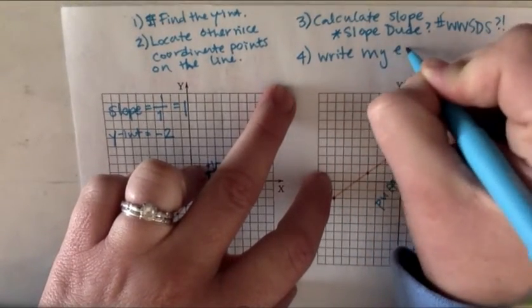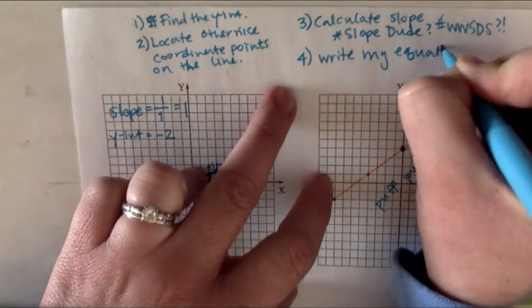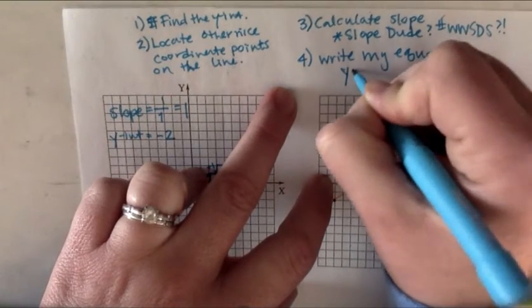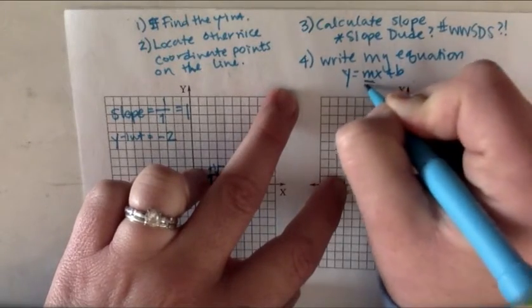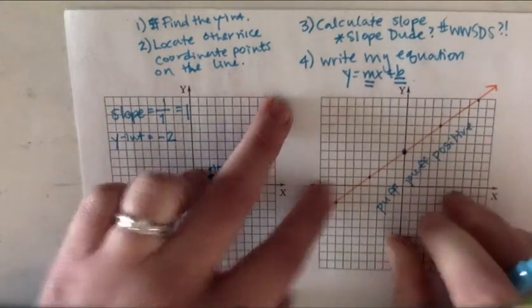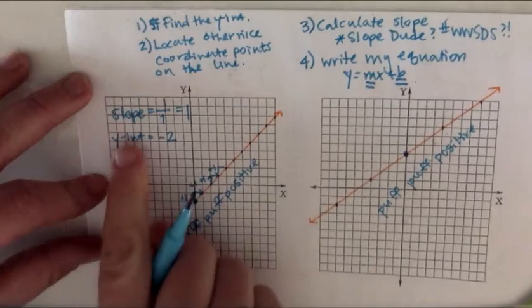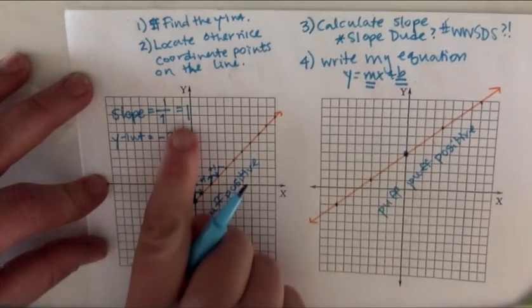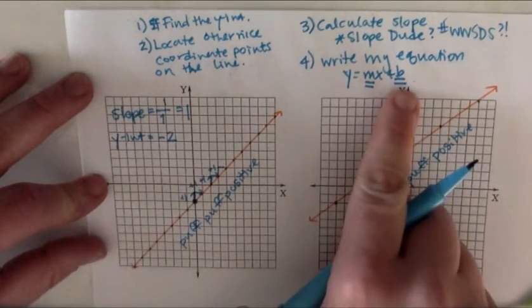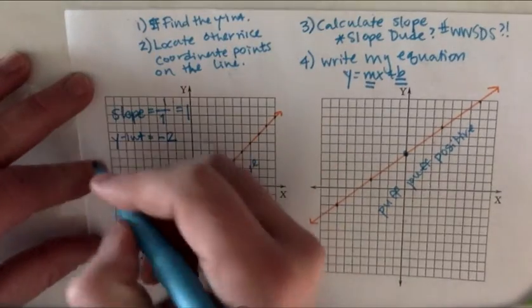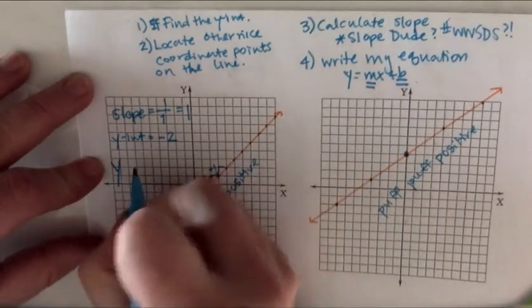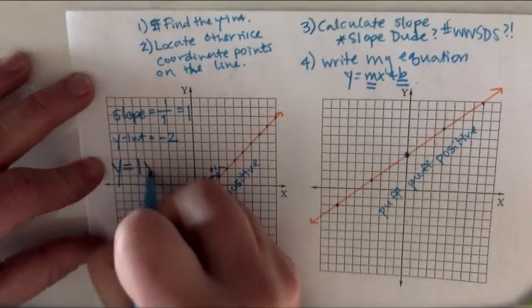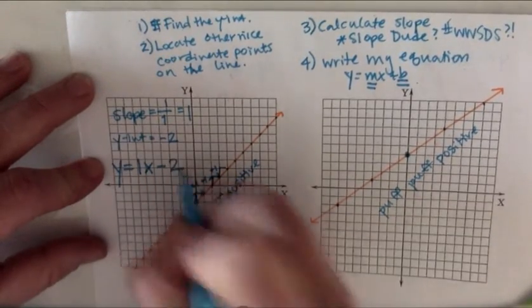And I'm going to be writing it in slope-intercept form, y equals mx plus b, and I'm going to change out the m and the b in my equation. So instead of writing m, I'm going to write positive 1. Instead of writing b, I'll write negative 2 for this particular equation. So this line, its equation is y equals 1x minus 2.